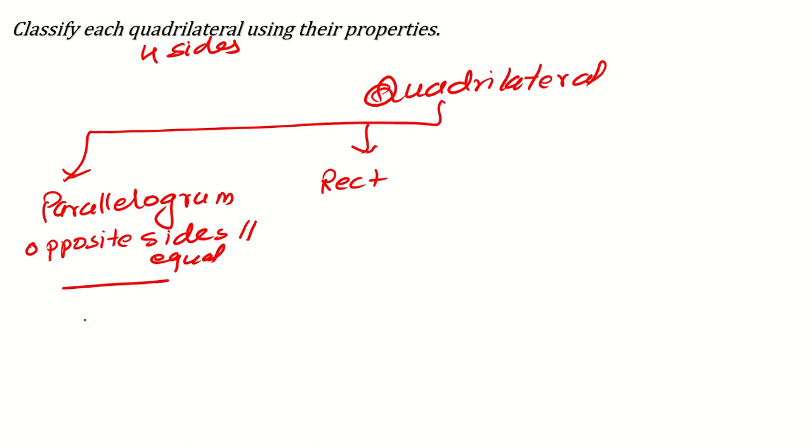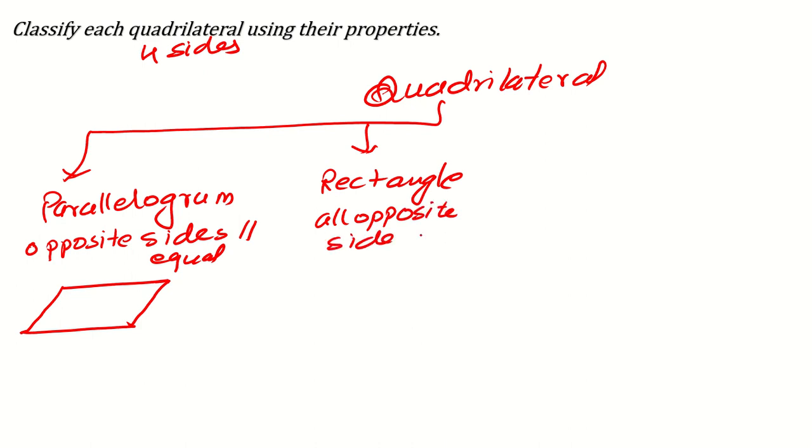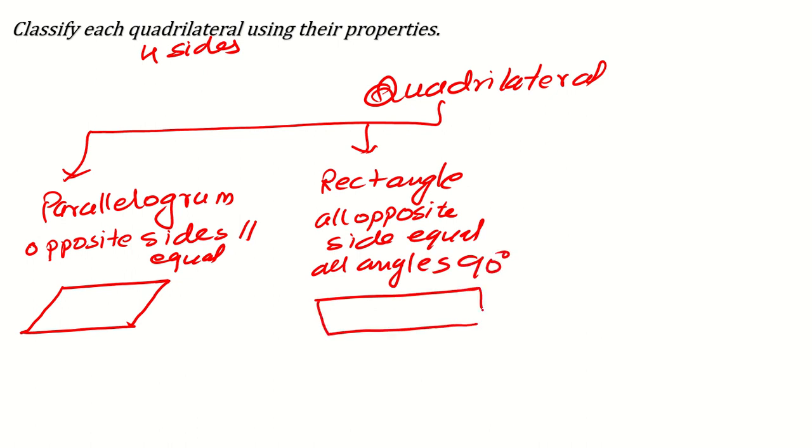Now, another can be rectangle. And parallelogram normally looks like this. Like this shape you will see in the parallelogram. Rectangle means all opposite sides equal, same like the parallelogram, and parallel as well, of course. And all angles will be equal to 90 degree. So it looks like this. All internal angles will be 90 degree and these two sides will be equal and these two sides will be equal.